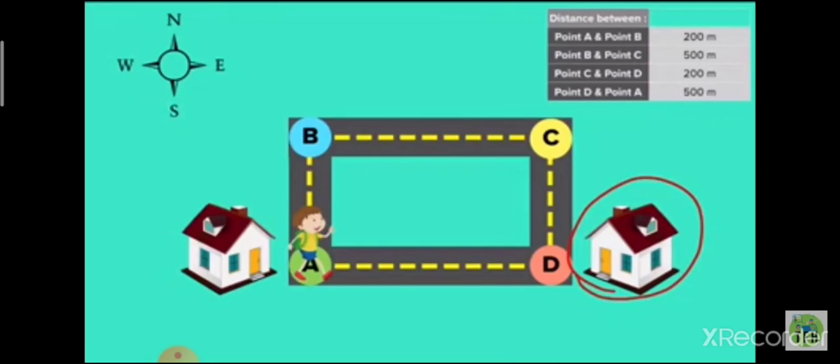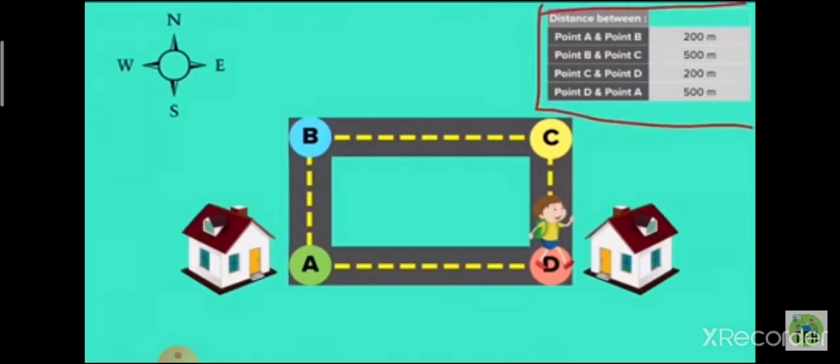What does he do? He goes from point A to point B, then he travels from point B to point C, and then he travels from point C to point D. Finally, he arrives at his friend's house. Now, if I ask you what is the total distance this boy covered, what will be the answer?